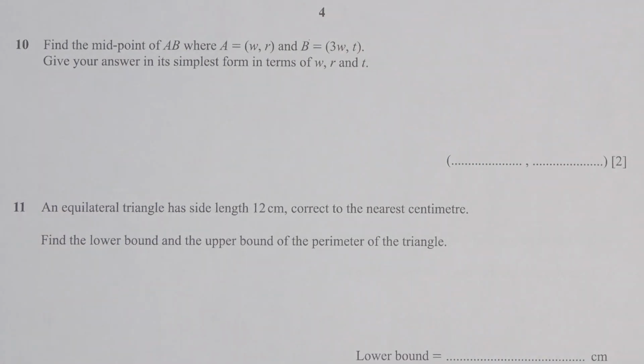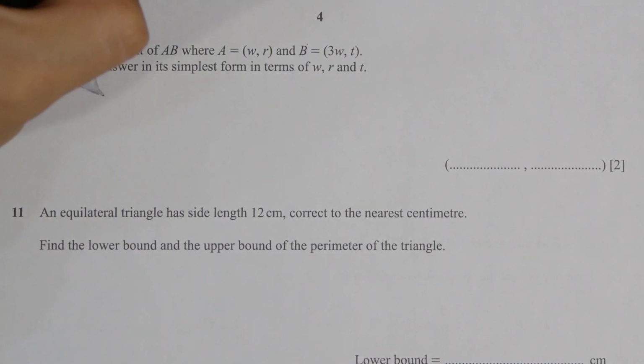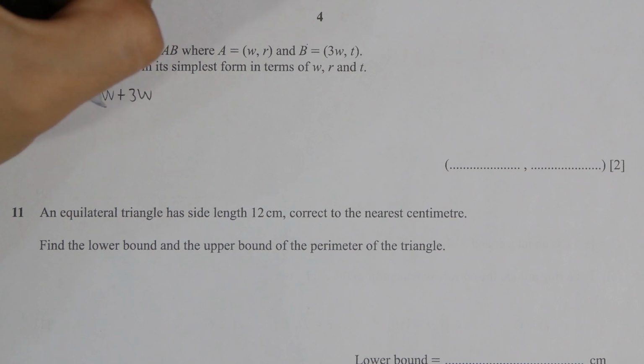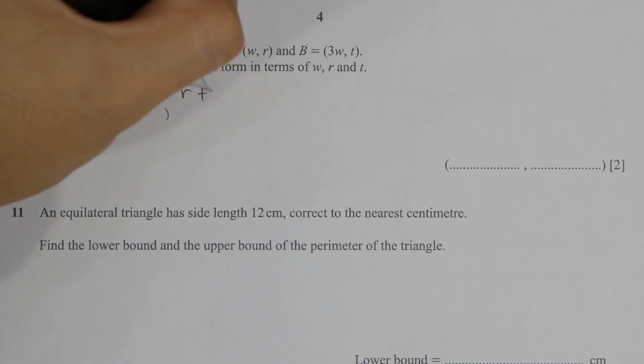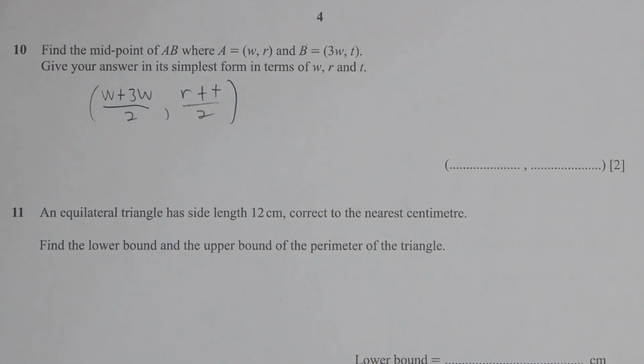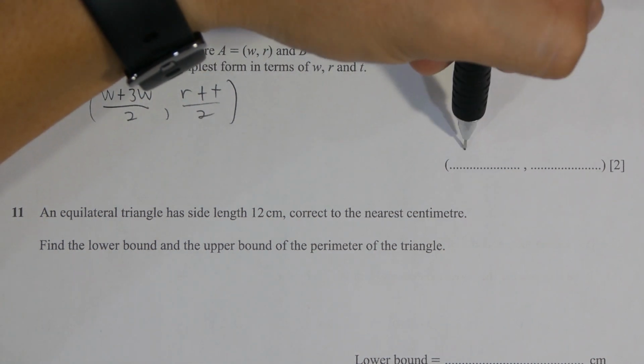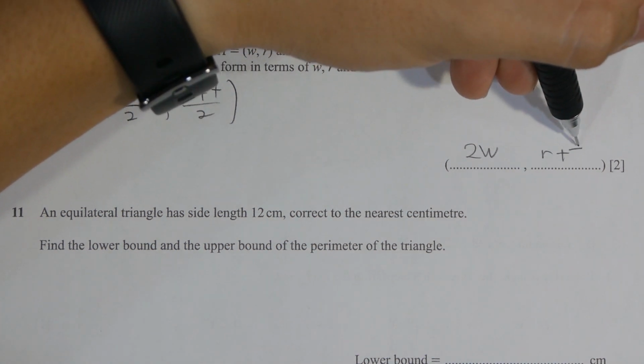Whereby for question 10, find the midpoint. So it will be w plus 3w over 2, whereby for y it will be r plus t divided by 2. So the coordinate will be 2w, r plus t over 2.